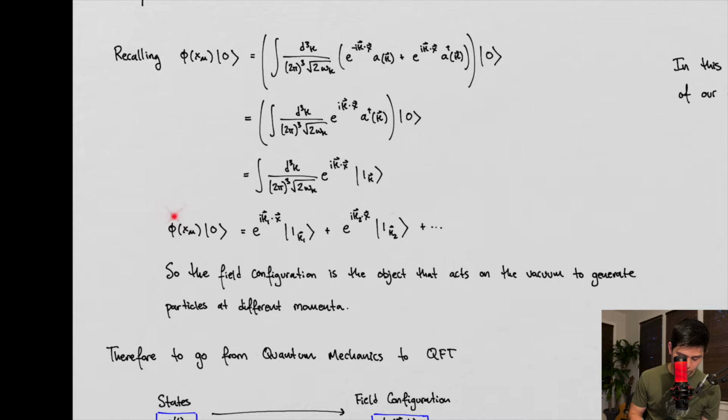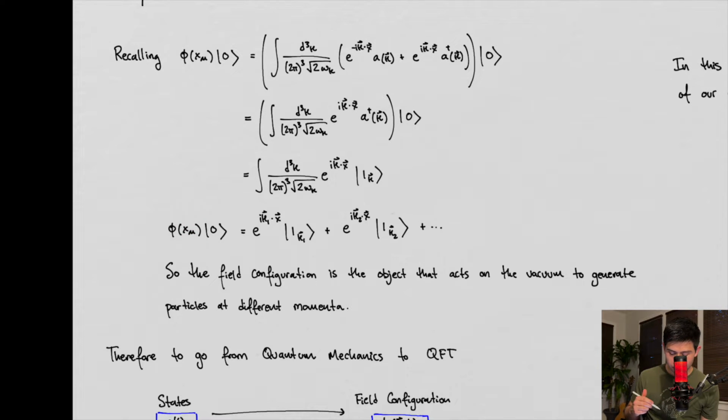So what we have going on here is our field configuration acting on some state, some particle state, giving us one particle of momentum k1 at some weight, a particle with momentum k2 at a different weight, all at this space-time point, right?